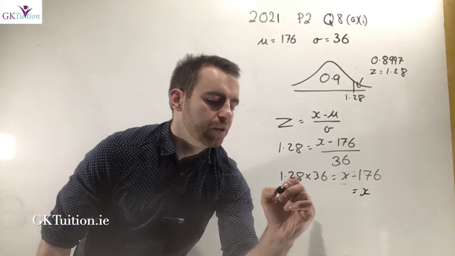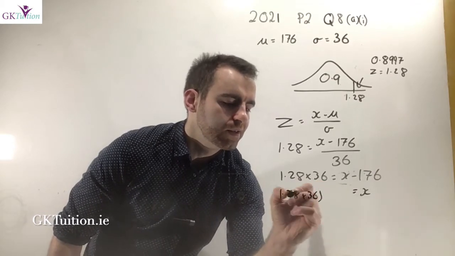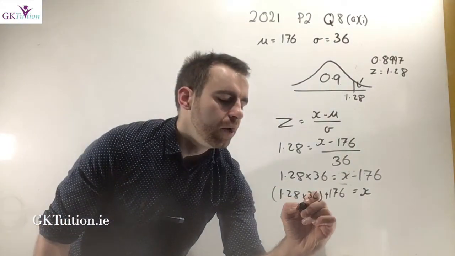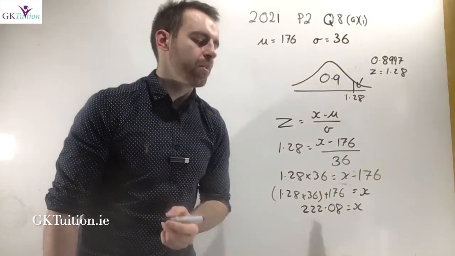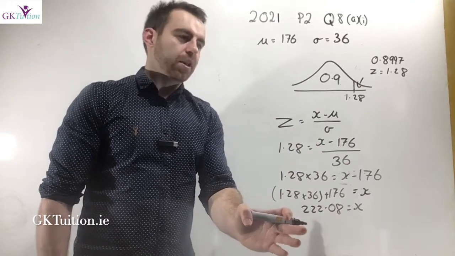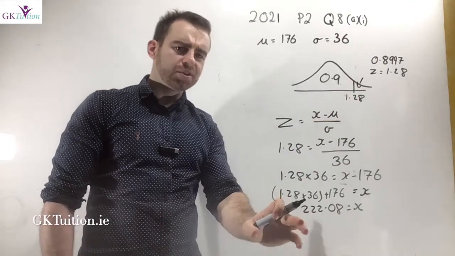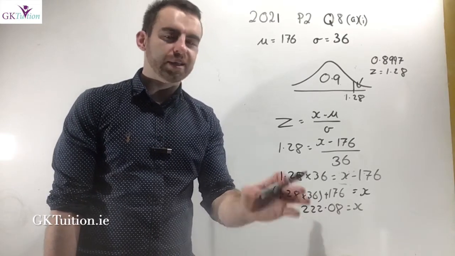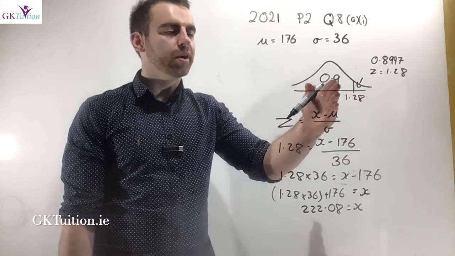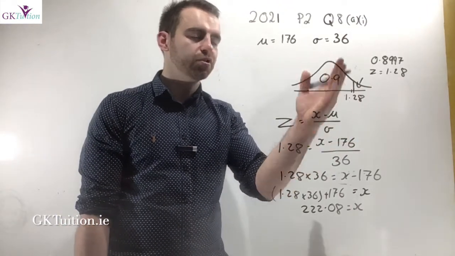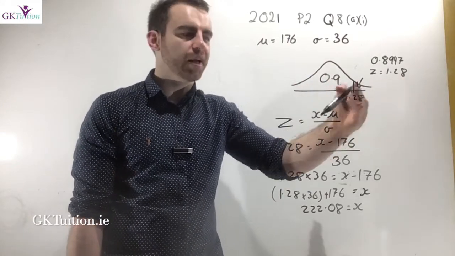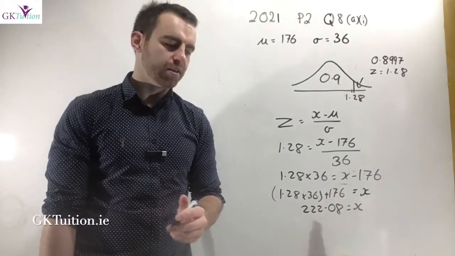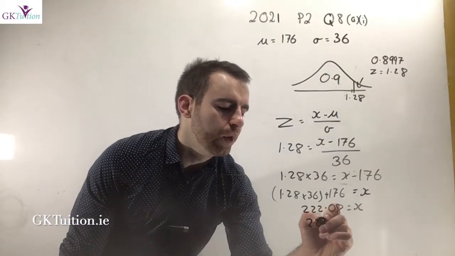So x is equal to 1.28 multiplied by 36, plus 176. If you plug all of that into your calculator, you're going to get x equals 222.08. So that's the number of marks that you need to be in the top 10%. However, we have to be very careful here. We are not going to round this down, we're going to round this up, because we have to make sure that we're within the threshold. We don't want to be a little bit to the left of the threshold. We have to make sure that we're definitely in the top 10%, not nearly in the top 10%. If I round down, then I'm including more than the top 10%. So we actually have to round up, and our answer will be 223 marks.